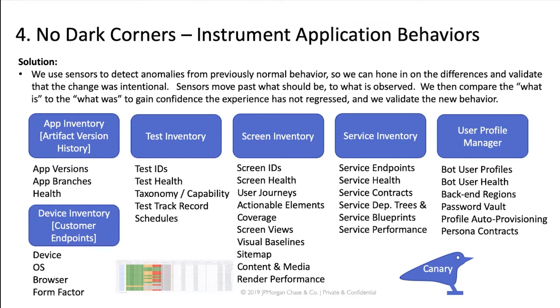So like I talked about before, we really break it down to the screen, and the screen is where the majority of the validations happen. So we have screen health, like the user journeys that touch that screen, the actionable elements on that screen, how much coverage we have on that screen, the screen views. So the piece I talked about before, where if you have no transactions on a screen or if you have a lot of transactions on the screen, the views kind of change differently.